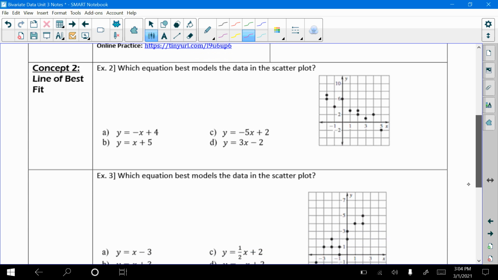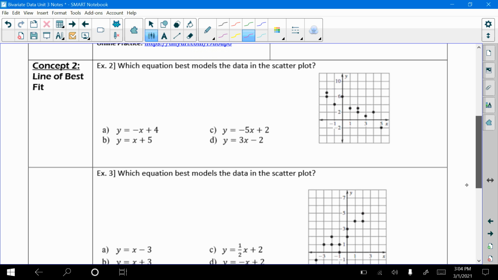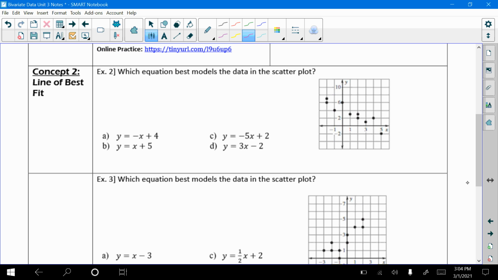Concept 2, which equation best models the data in the scatter plot? So what I would like you to do is I would like you to take each of these and graph them and see which one fits best. So try example 2 and 3 on your own and then come back to me.